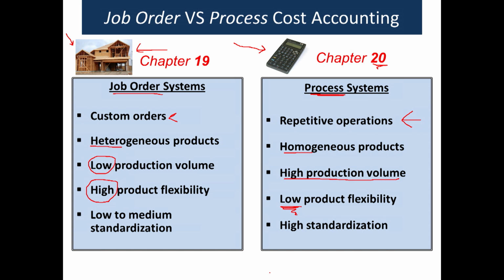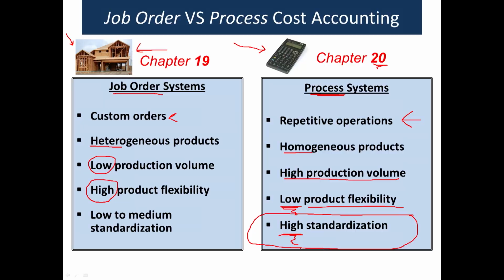All right. So there's low product flexibility in Chapter 20 process systems. Now, because there is low product flexibility in Chapter 20 process systems, there are high standards. What do we mean by standards? Take a look at that slide again. For that calculator, every calculator will have 45 buttons. They'll have one blue one, one orange one. They'll have one little screen there. There's a high standard. Every calculator we make has these standards.